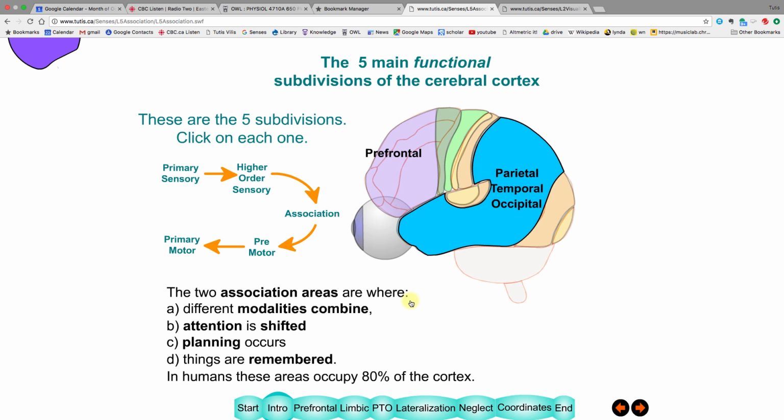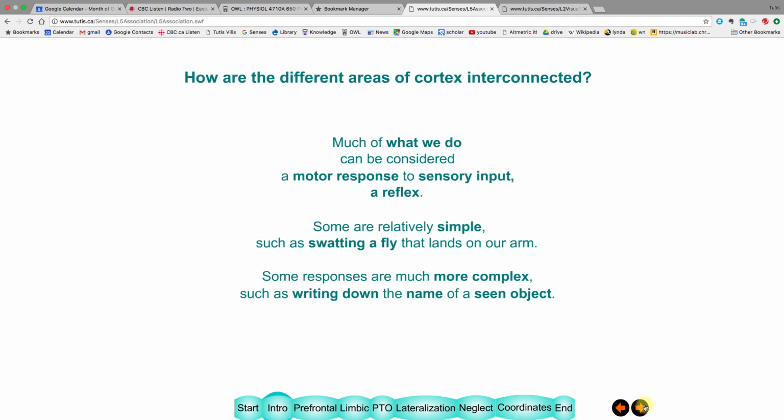So touch and vision combine. You can touch something and recognize what it is, and see something and recognize what it is. You involve planning, making plans for directing movements. You store things, you remember things, like what's in today's lecture. And in humans, these association areas occupy something like 80% of the cortex, whereas in lower species, they take up much less.